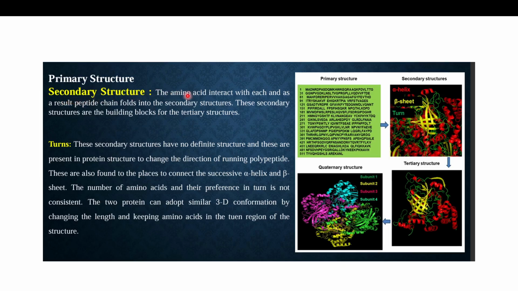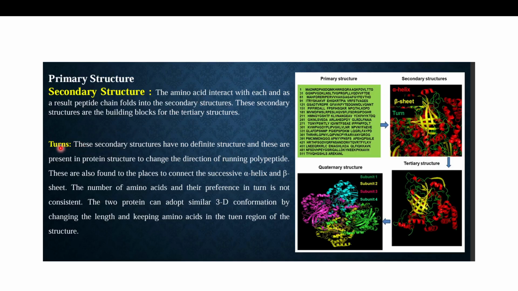So secondary structure, what happens? The amino acids interact with each other, and as a result, the peptide chain folds into a secondary structure. These secondary structures are the building blocks for tertiary structure. Secondary structure can be majorly divided into three types: alpha helices, beta sheets or beta strands, and turns. Turns are the intermediate portions between these helices and sheets or strands, which help in changing the directions of these strands or helices.